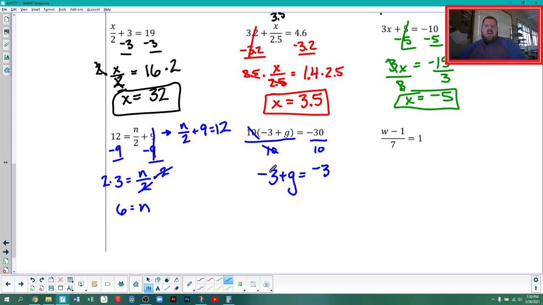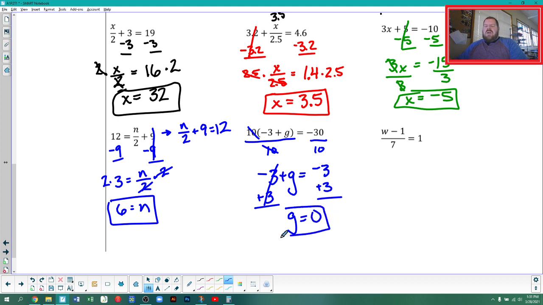So here we have, I want to undo that -3 now. I want to move that -3 to the other side. I do that with addition, and here we go. Over here they cancel. Sorry, forgot to box in my answer. Over here they cancel, and I get g is equal to -3 plus 3, 0.